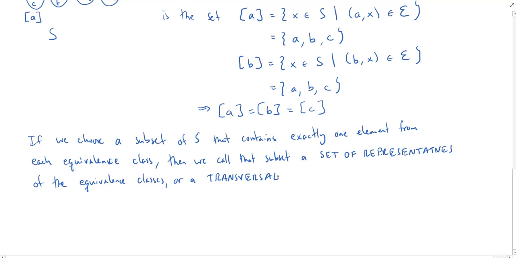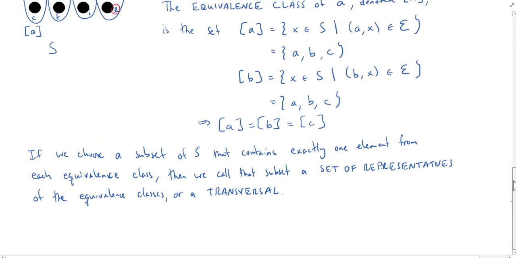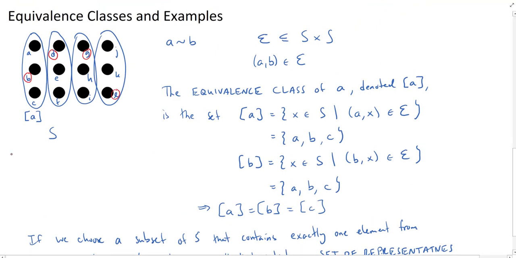So in this case up above, we had a transversal, or a set of representatives, and the transversal was B, D, G, L. Of course, we could have chosen any of these elements from each of the sets. The only thing you couldn't do is choose two from the same. So you won't have a transversal that contains both D and E with this equivalence relation.